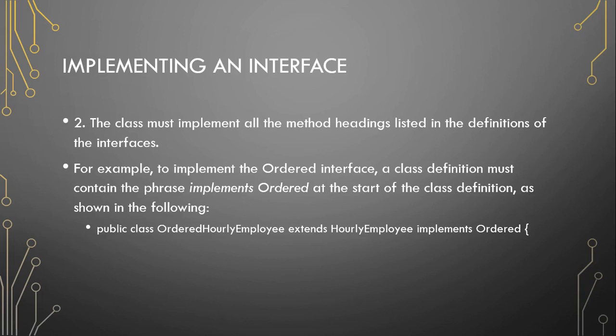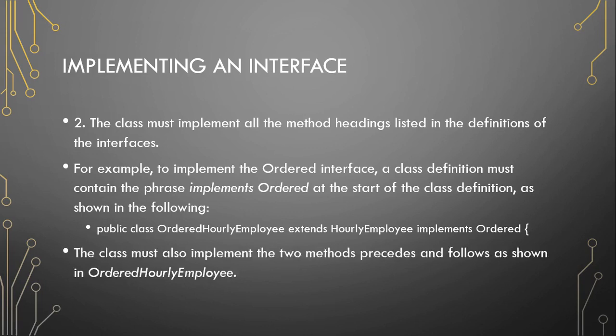So for example, to implement the Ordered interface, a class definition must contain the phrase implements Ordered at the start of the class definition, as shown in the following: public class OrderedHourlyEmployee extends HourlyEmployee implements Ordered. Then the class must also implement the two methods precedes and follows, as shown within OrderedHourlyEmployee.